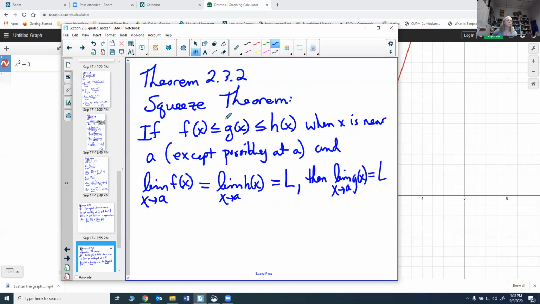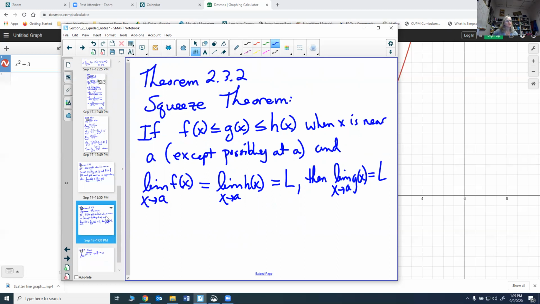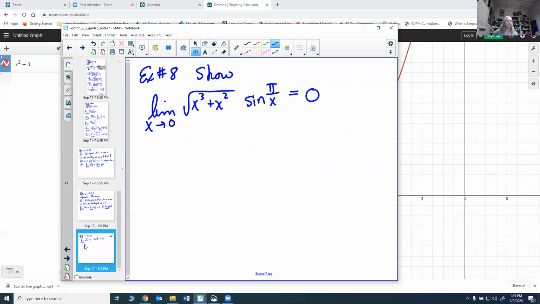This leads us into a better theorem that we like to use called the squeeze theorem. And what it says is if we can put a function between two other functions, and we know the limit of those two other functions is L, then the limit of the middle one has to be L. Provided, of course, all these limits exist. And we use these when we have limits where we cannot find them any other way.